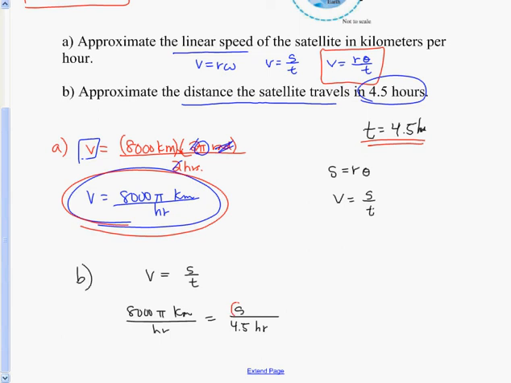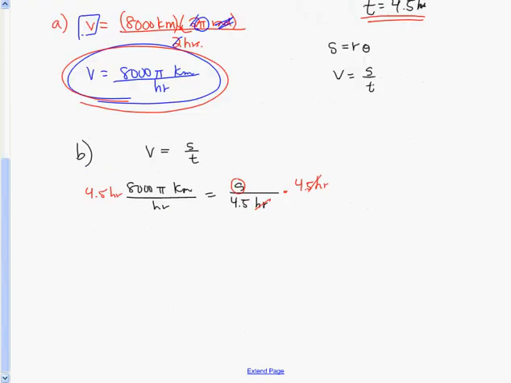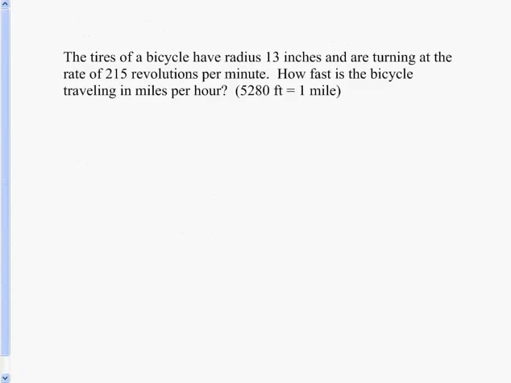If I want to solve this for S, I just need to multiply this side by 4.5 hours and this side by 4.5 hours. Those hours cancel, and my arc length is going to be, hey, I brought a calculator today, 4.5 times 8,000 would be 36,000 pi kilometers. Yeah, give or take an inch or so, right? And so that would be what my arc length would be that it traveled in 4.5 hours. How you holding up? One more. We're going to make it.